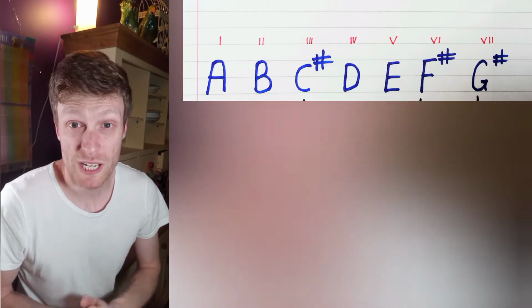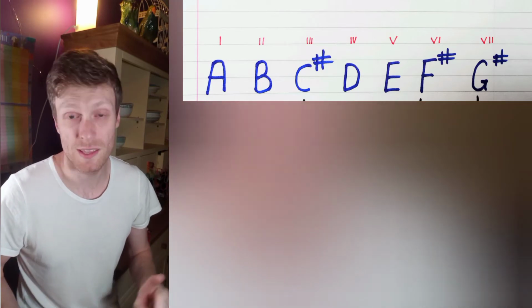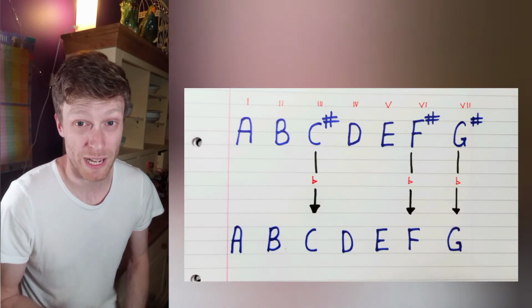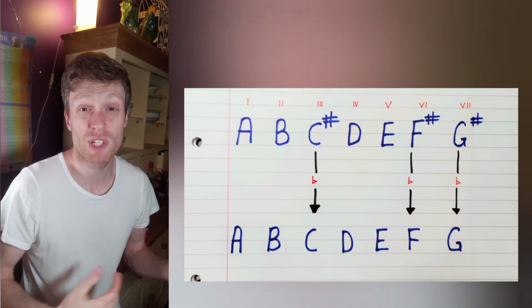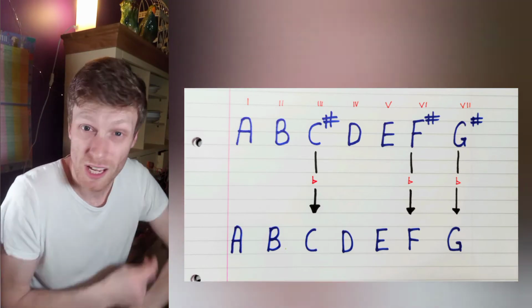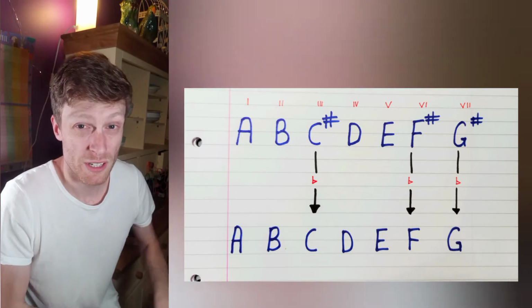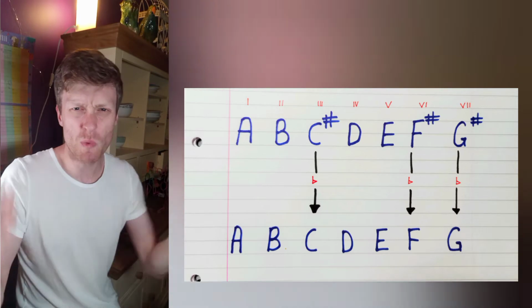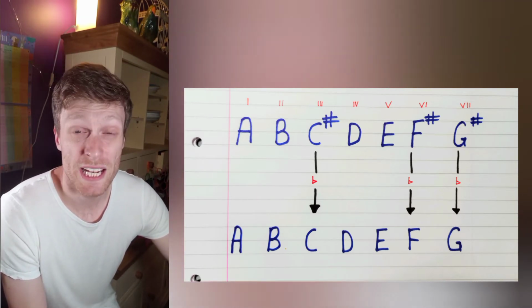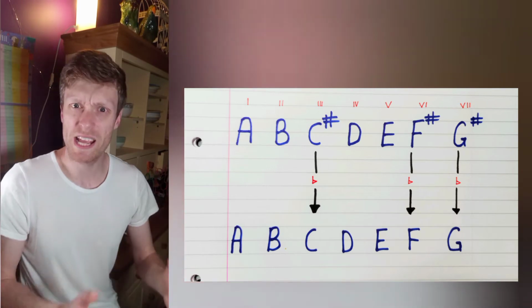I want to show you what happens when you flatten the 3rd, the 6th, and the 7th note in the major scale. I'm using A major. If you take away the sharp by flattening the notes, instead of a C sharp, you've got a C. Instead of an F sharp, you've got an F. Instead of a G sharp, you've got a G. And we're going to call them the minor 3rd, the minor 6th, the minor 7th, because we are cool. Flatten those. You've got the notes A, B, C, D, E, F, G, and if you play them in that order, that is an A minor scale.